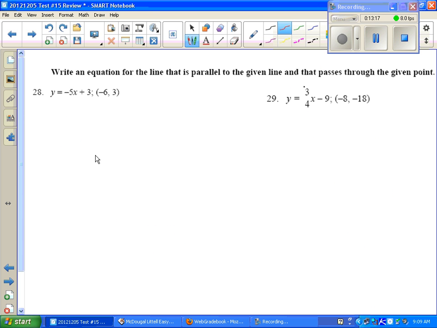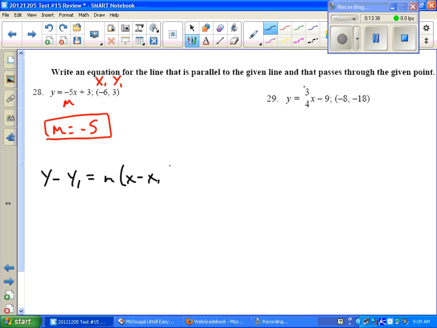Write an equation that's parallel going through the given point. Okay, so we have a slope given to us, mx plus b. So our slope for this one is negative 5. And we have a point given to us. So that'll be x sub 1, y sub 1. If you write it in point slope form, y minus y sub 1 equals m times x minus x sub 1. Y minus 3 equals negative 5 times x plus 6. Point slope form.